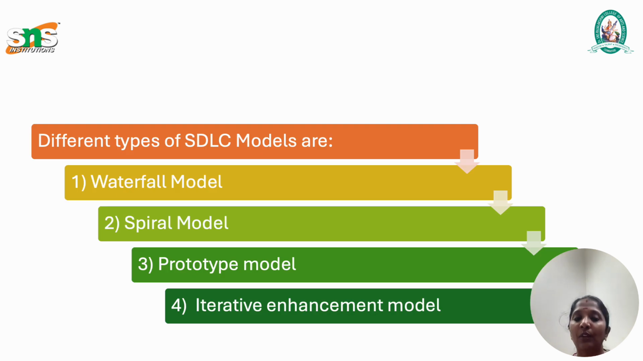So now we are going to discuss SDLC models. We will discuss four models. In this session we will discuss two models, and in the next session we will discuss another two. The first model is the waterfall model. The second is the spiral model. The third is the prototype model. The fourth is the iterative enhancement model.